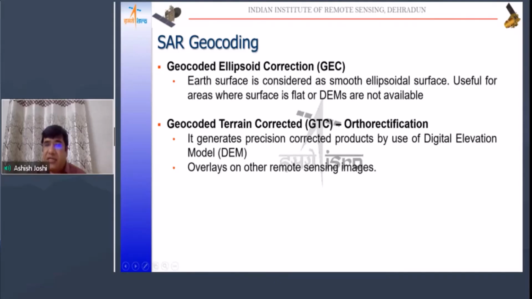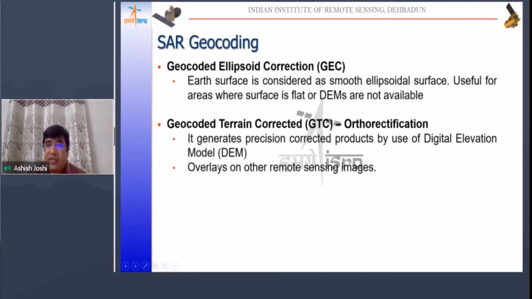So the Earth surface is considered as a smooth ellipsoid, useful for areas where the surface is flat or the DEMs are not available. Okay. So geocoded ellipsoid correction is done for surfaces which are normally flat or where the DEMs are not available. The geocoded terrain corrected products can also be called orthorectification. So it generates precision corrected products by the use of a digital elevation model.